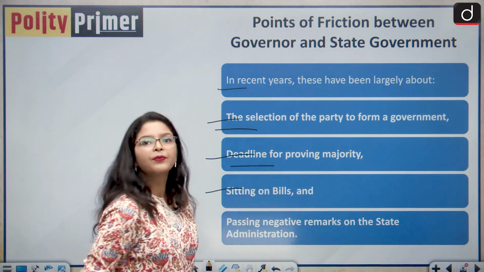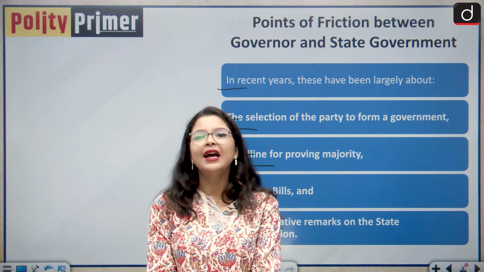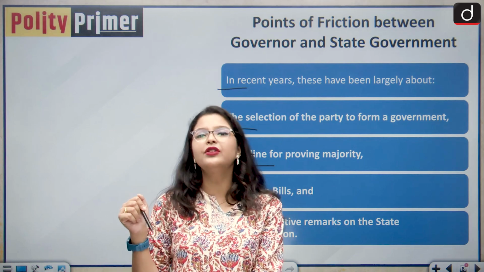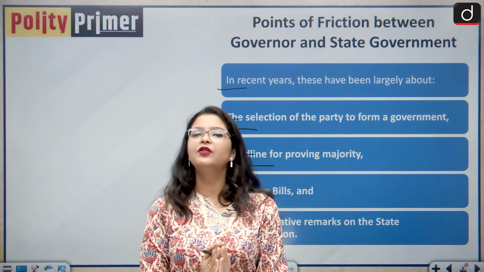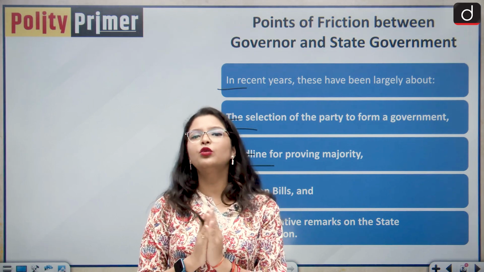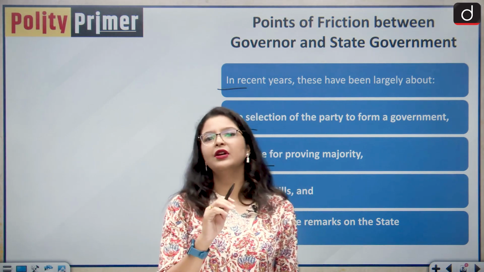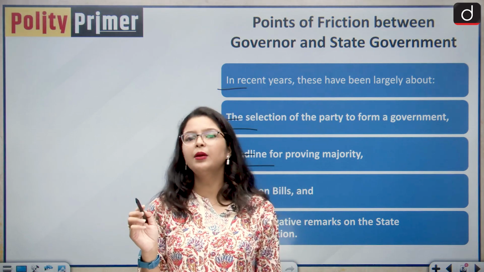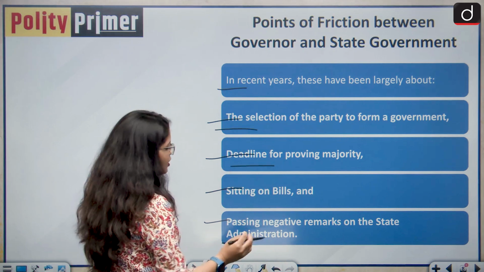Then, sitting on bills. A bill cannot become a law until it has received the assent of the president in case of the parliament and the assent of the governor in case of the state governments. There is a history that governors indefinitely sit on bills, and that is why they could not become laws. This is also an important point of friction between the governors and the state governments, and it is seen as a regular practice that they do not let the bill become a law for a longer period of time by sitting on them.